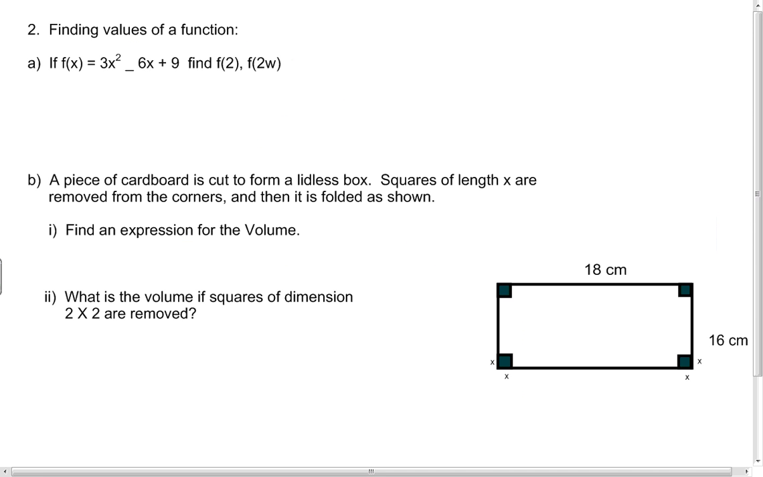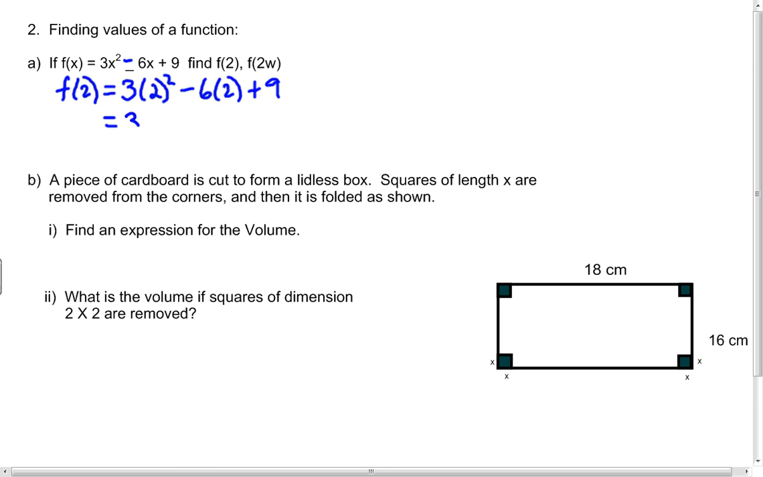Another skill we were working on in this unit is finding values of a function. I don't know why that subtract is sunk. There it is. 3x squared minus 6x plus 9. We want you to find the values of f at 2 and f at 2w. This is just working on our function notation. F at 2, as you've watched me do for the last 17 minutes, is to put a 2 into the function wherever you have an x and solve.